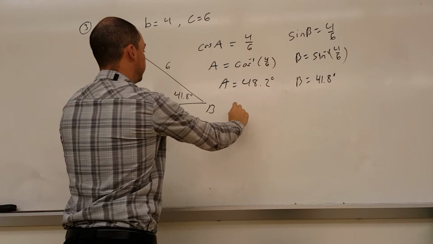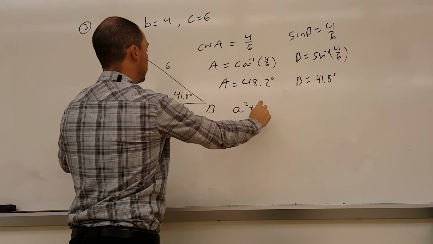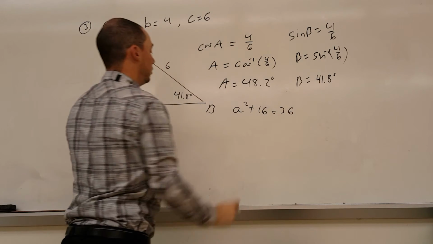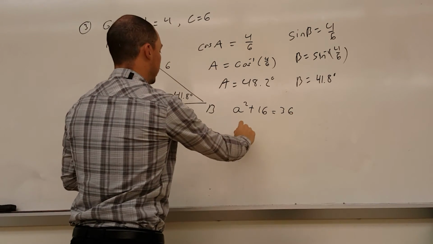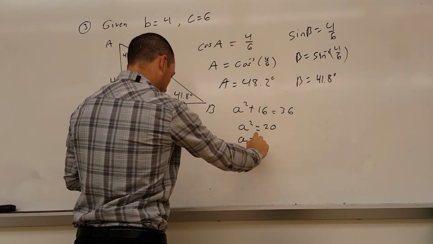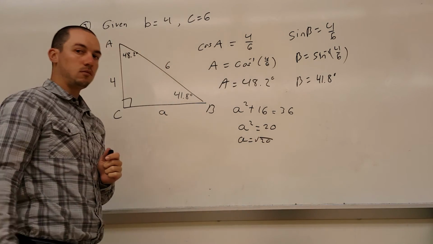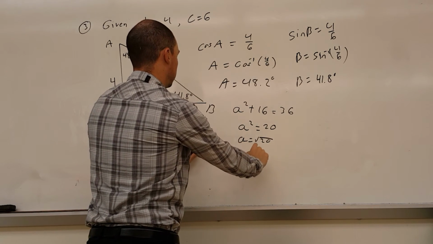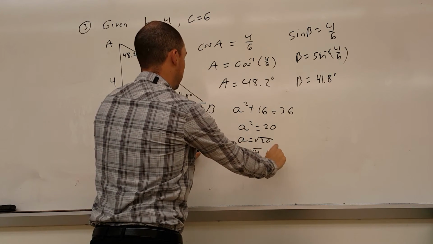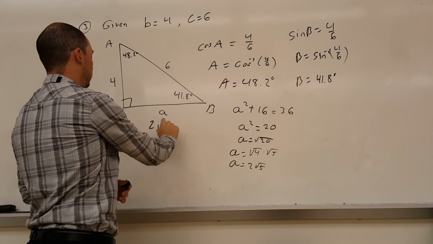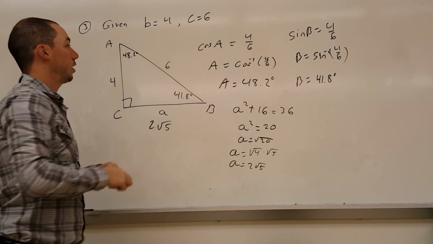A squared plus 4 squared, which is 16, is equal to 36. A squared is equal to 20. A is equal to square root of 20. Okay, square root of 20, that's radical 4 times radical 5, and that is equal to 2 radical 5. Okay, and there we are.